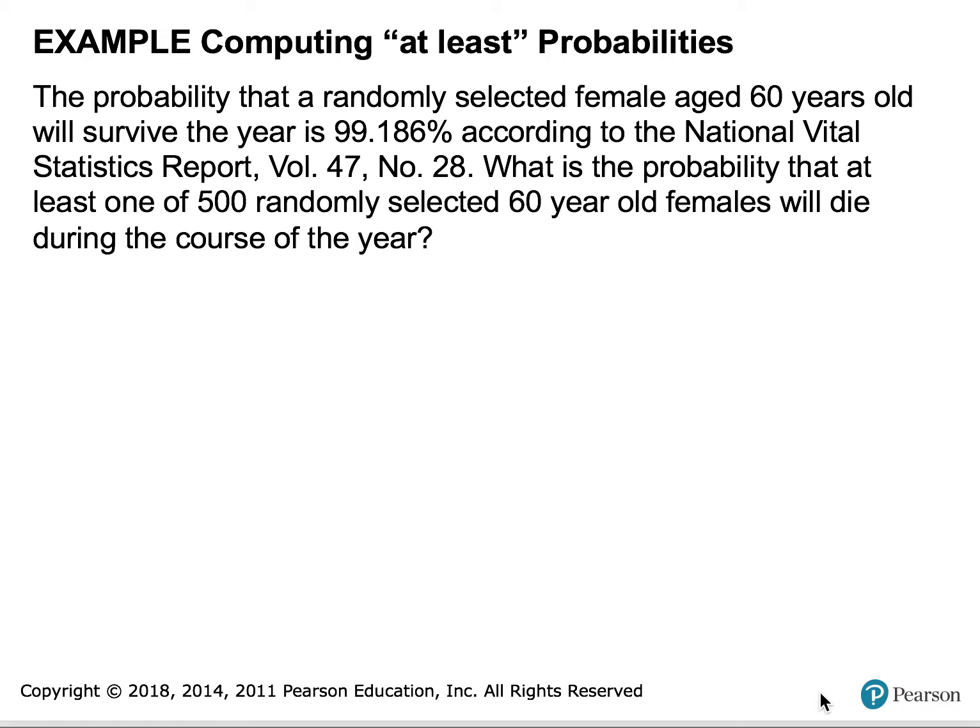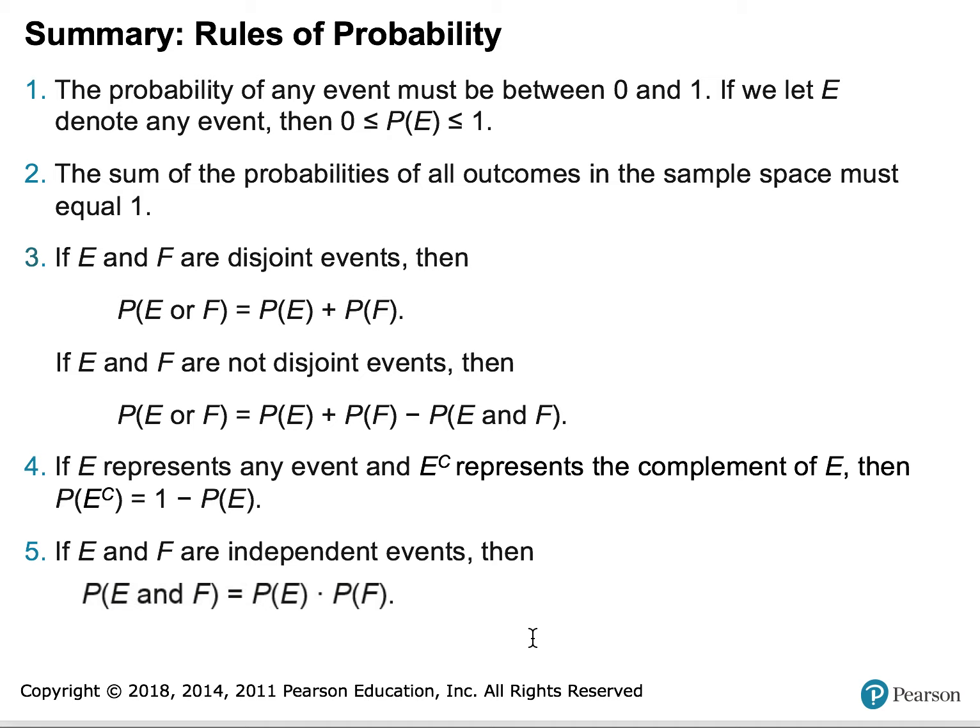And then finally, here's just a summary of our rules. Okay, so first of all, remember the probability of any event has to be between 0 and 1, right? All probabilities are between 0 and 1 inclusive, including 0 and 1. No negatives, nothing bigger than 1. The sum of all the probabilities must equal 1.